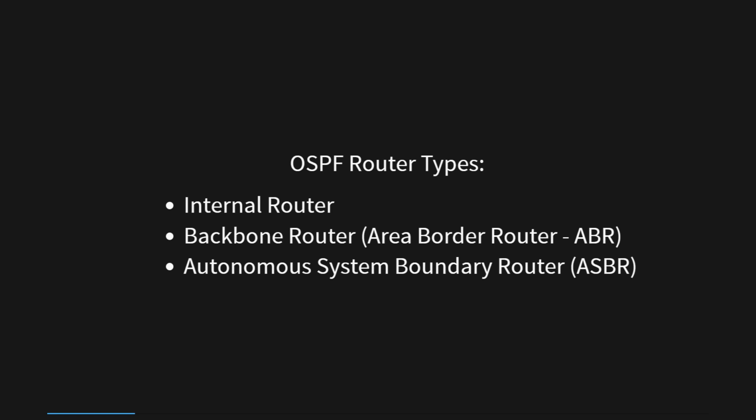3. Autonomous System Boundary Router, ASBR. An ASBR assumes a critical role in establishing connections between OSPF networks and external networks such as the Internet. It performs the essential task of redistributing external routes from external networks into the OSPF domain, enabling internal OSPF routers to efficiently access destinations beyond the OSPF network boundaries.